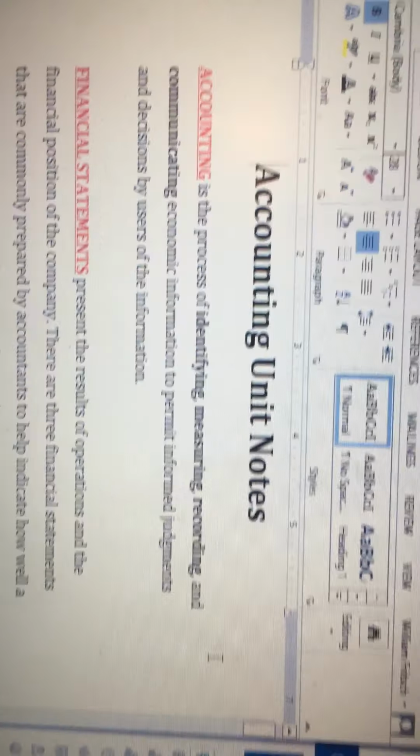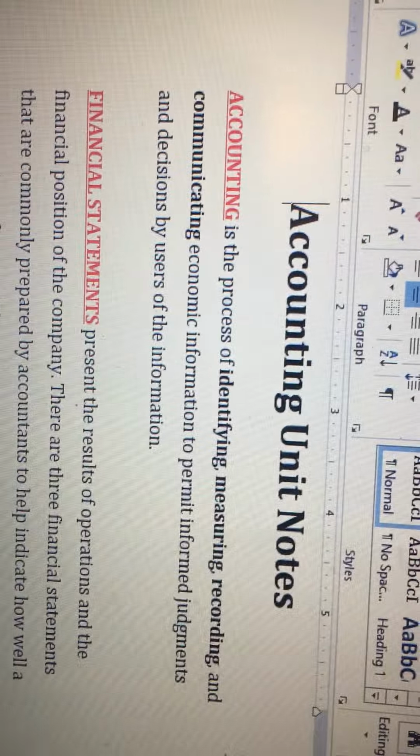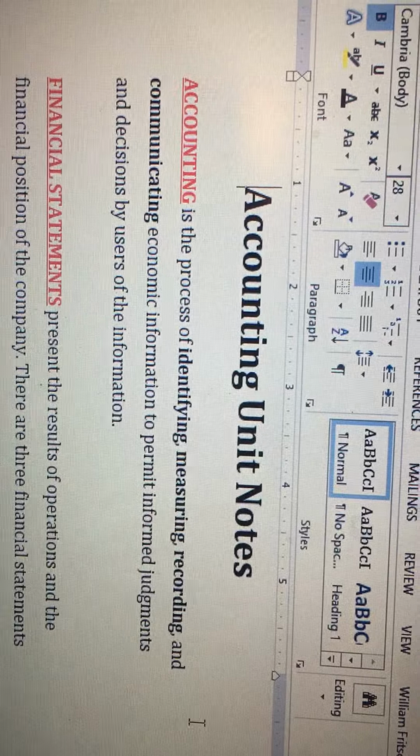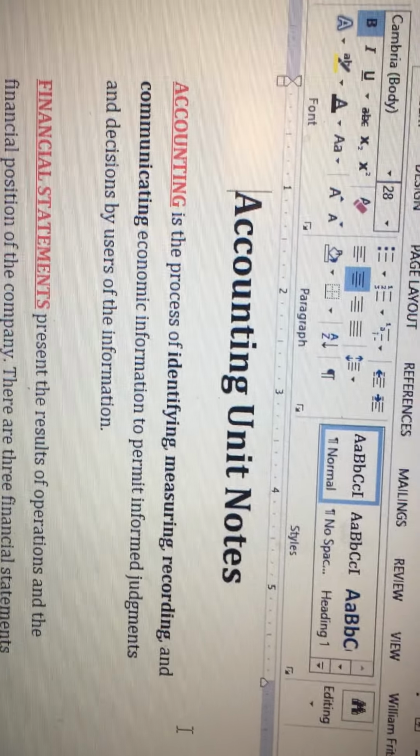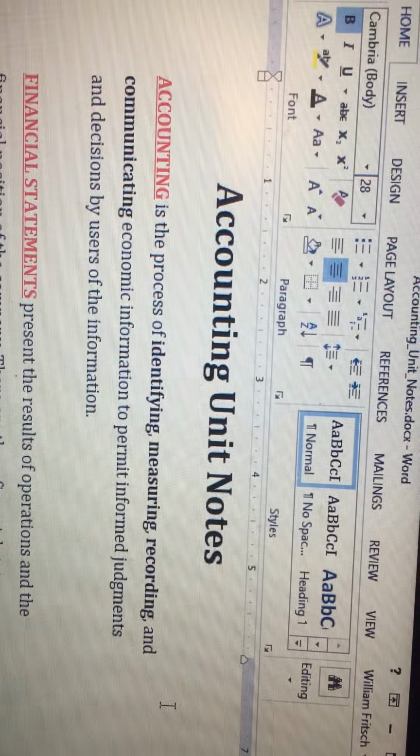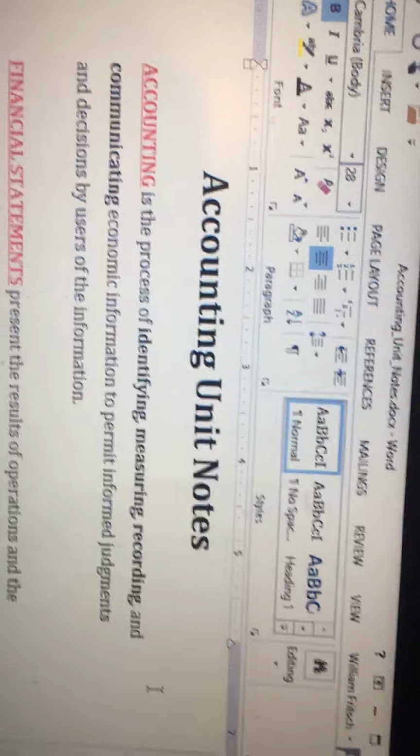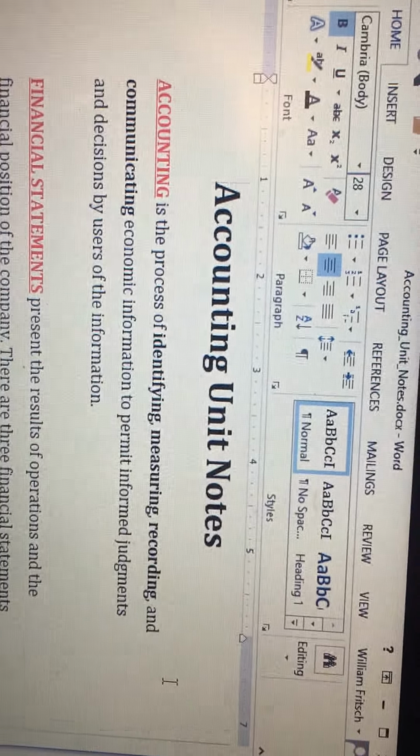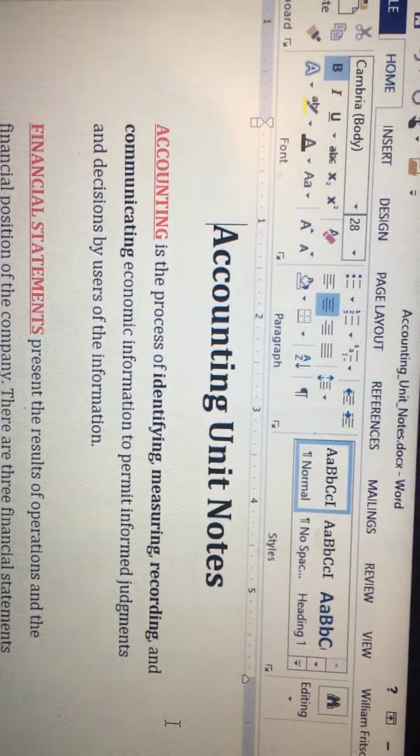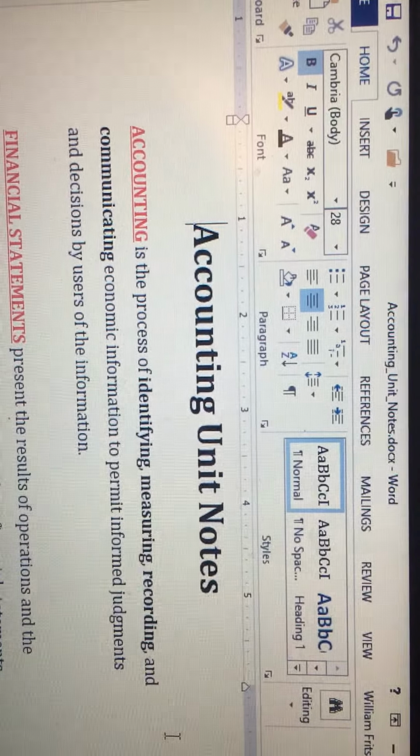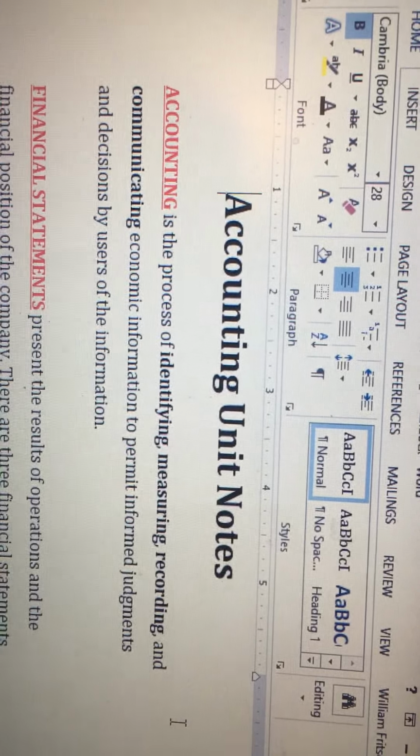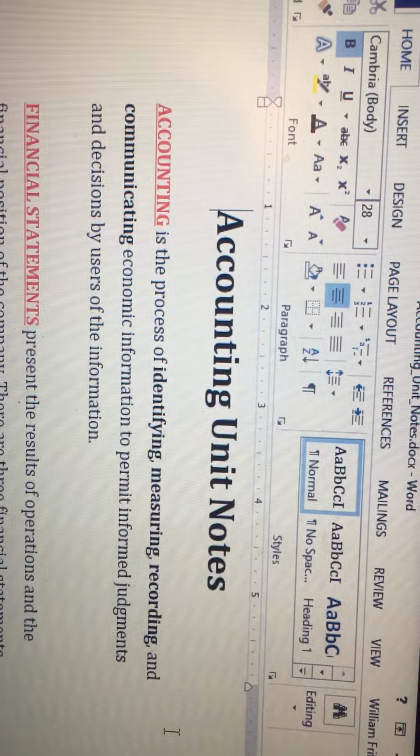All right, accounting unit notes. I do want to go through the definition of accounting. Accounting is the process of identifying, measuring, recording, and communicating economic information to permit informed judgments and decisions by users of that information. So if you're thinking of investing in a stock, you can go to their accounting, their financial statements, and look and see how well the company's doing, how well you think they'll do in the future. All right, accounting's name is called the language of business because that's exactly what it is. It's the language of business.